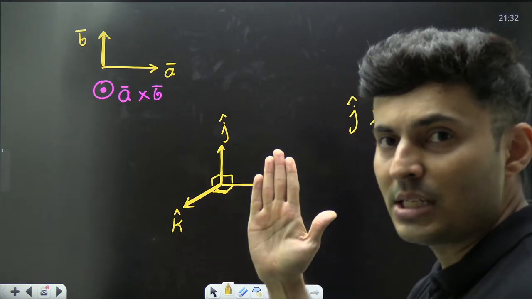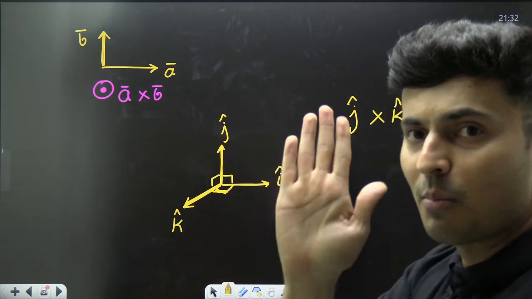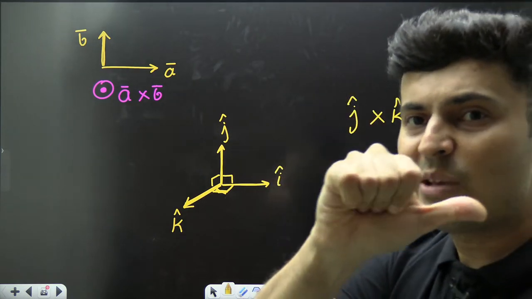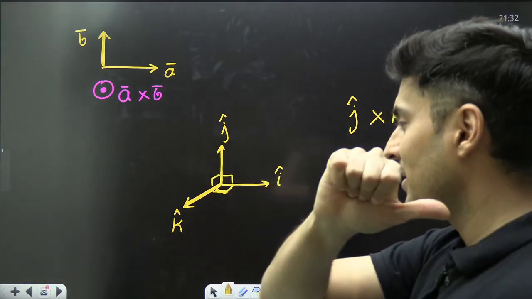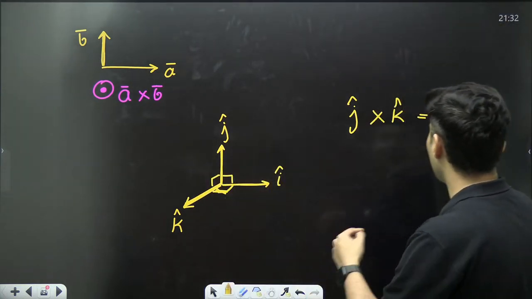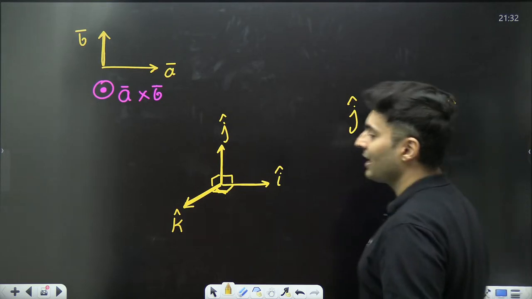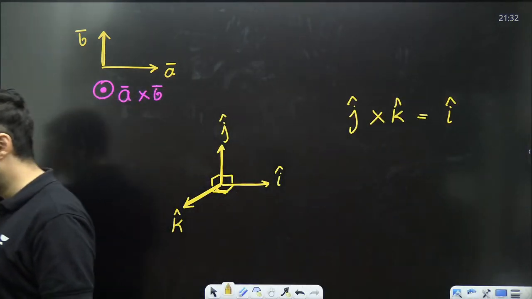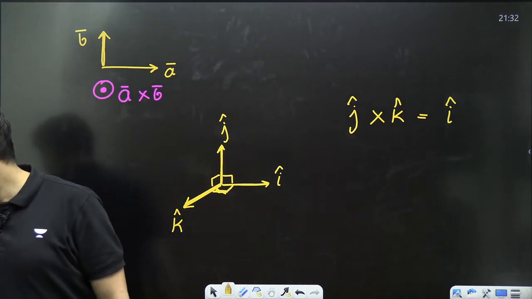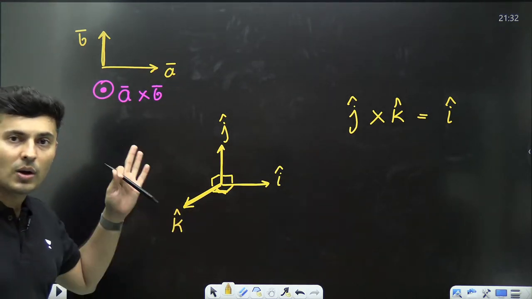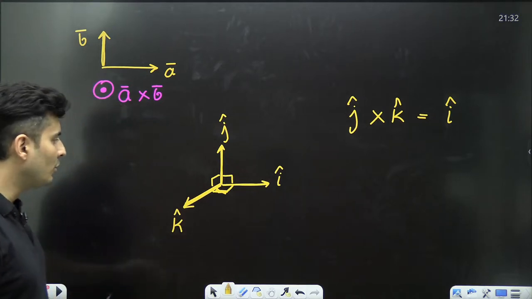J is up. K is towards you. Bend it, move it towards you. See where the thumb is going. I think it is going towards the left side. So what is the answer? Yes, it is I cap. Exactly. Very good. It is in the direction of I cap. I hope this is clear. Can we move ahead?